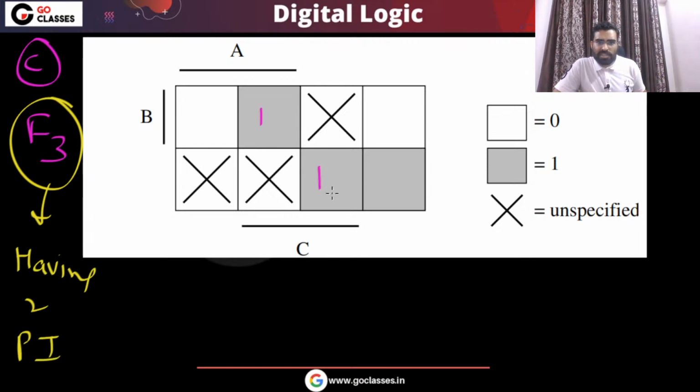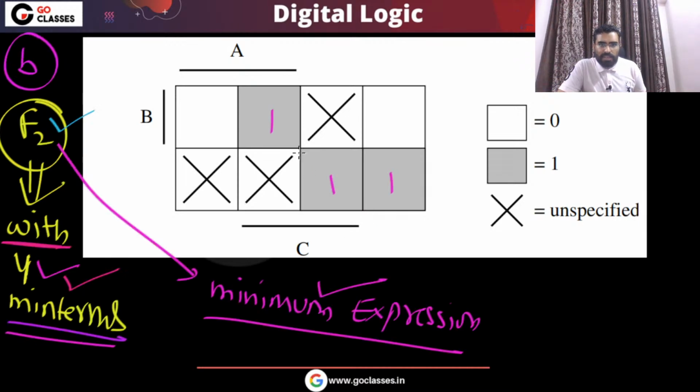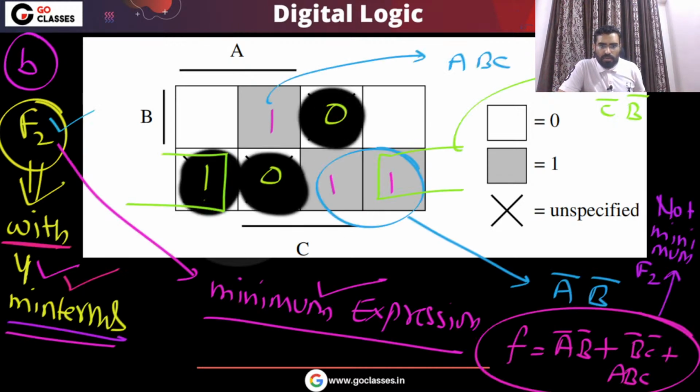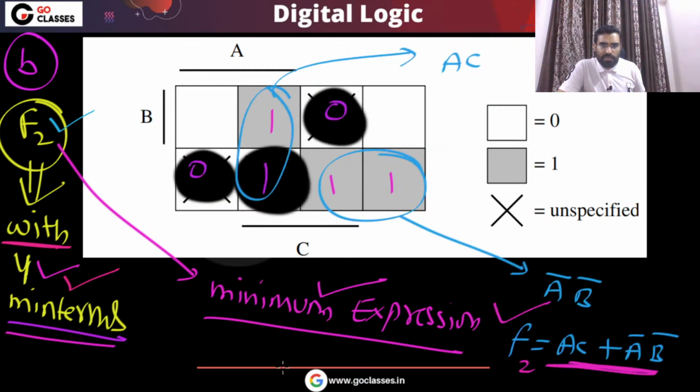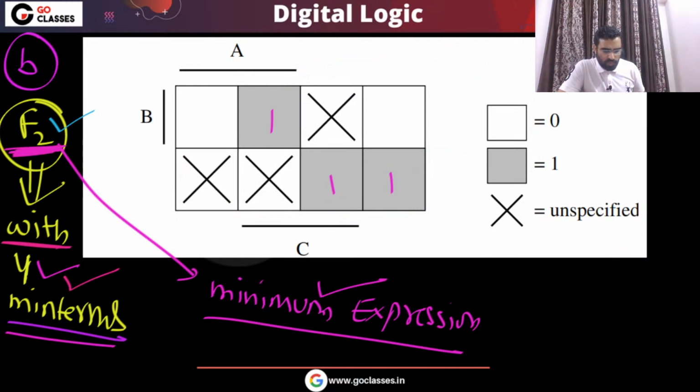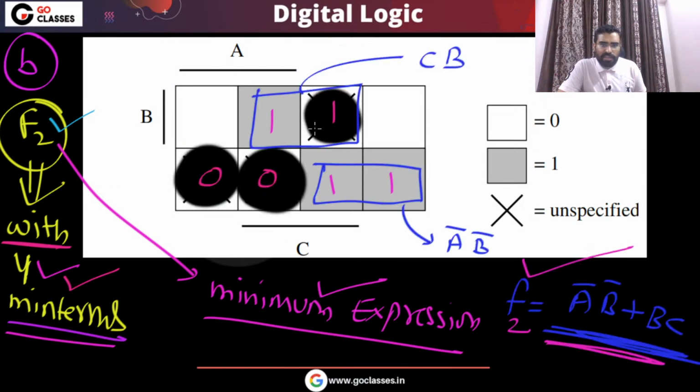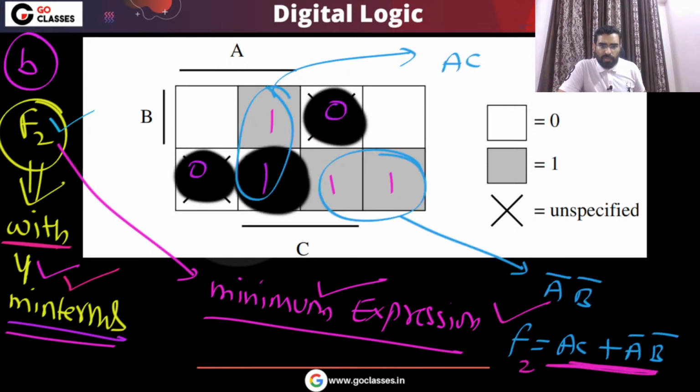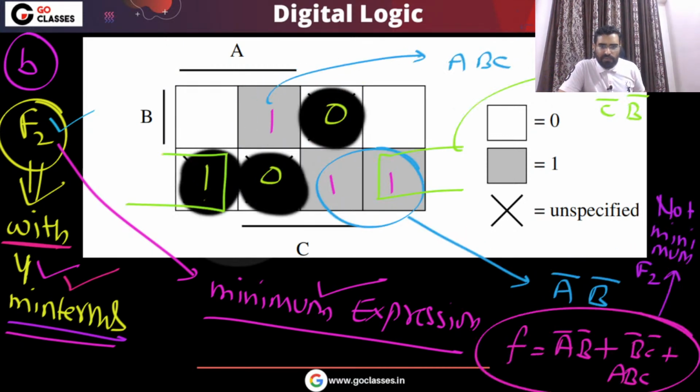Already remember, this is one, this is one, this is one. So you must have two prime implicants. Then what can I do? There are four minterms, right? You can see total four minterms we have created for this F2. Here also four minterms, here also four minterms.